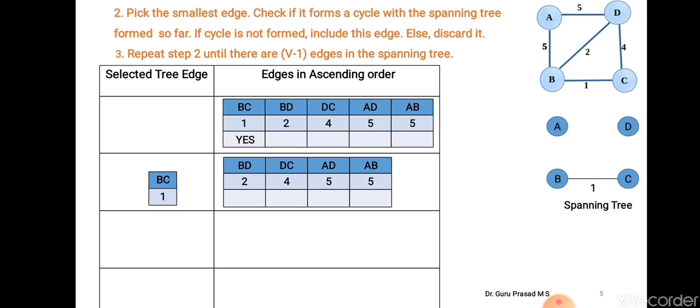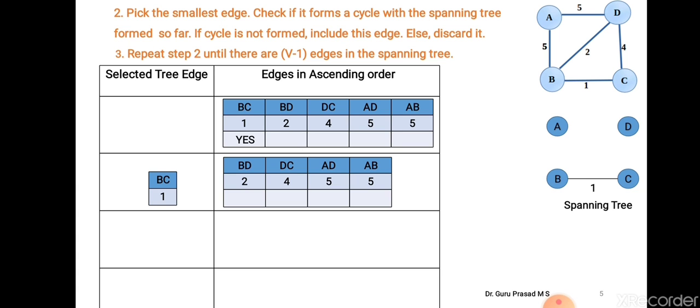The last step in the algorithm is to repeat step 2 until there are V minus 1 edges in the spanning tree. In the given problem, the V value is 4. So the total number of edges in the spanning tree is 3. But right now there is only one edge in the spanning tree. So I am going back to step 2.